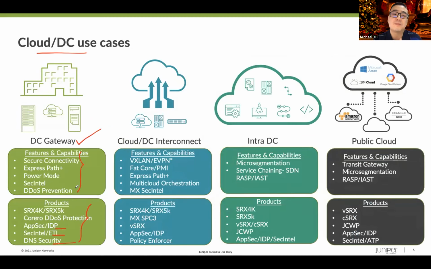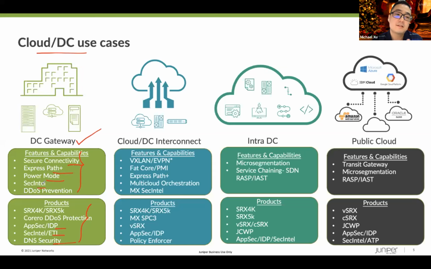In terms of the features and capabilities I want to highlight, the first one is secure connectivity, the IPsec, right? And also the Express Path Plus. Basically this is the enhancement to the previous Express Path or the service offload. It improves the performance of the traffic that is inspected by the unified policy, right? And apart from that, we also introduced the power mode to the SRX 4100 and 4200, so that it can improve the single flow traffic performance significantly.